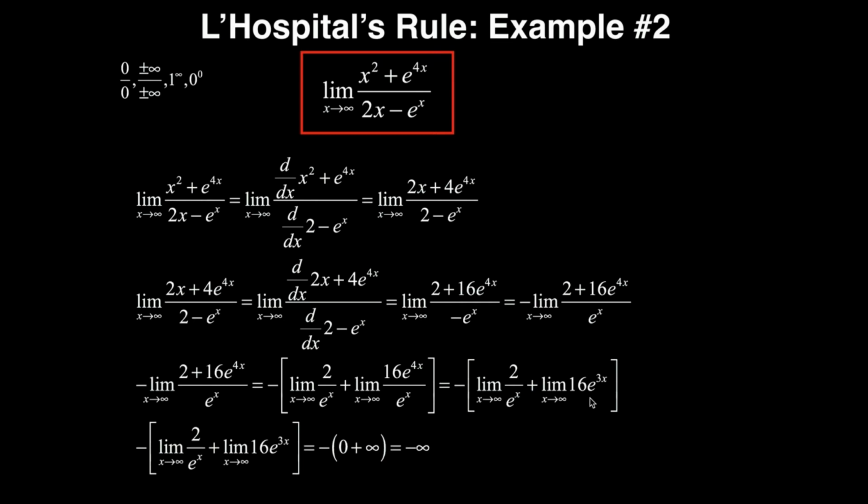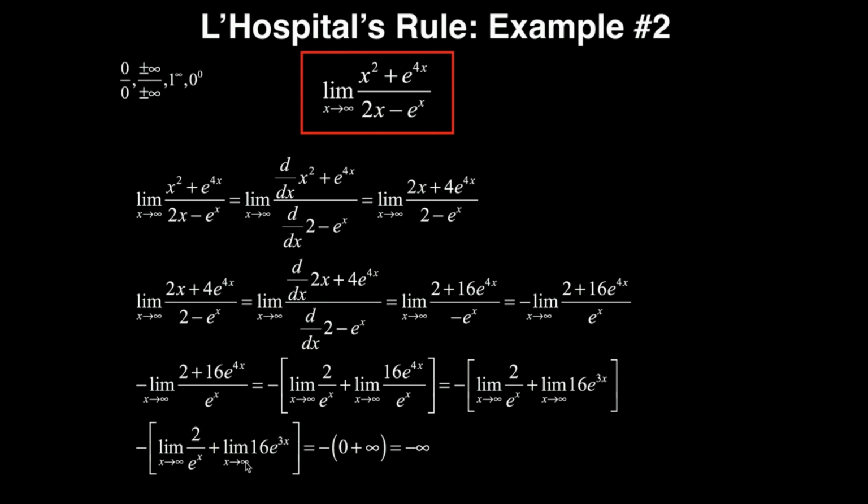Now I can easily evaluate this. I just have it down here. If I let x go to infinity for this first limit, 2 over e to the x, what happens? Well, I'd essentially have 2 over e to the infinity, or 2 over infinity. That part's just 0, okay? But the second part, if I have the limit as x goes to infinity of 16e to the 3x, exponential functions like this, whenever the argument is positive, which it is, 3x, it's just going to blow up as x increases.